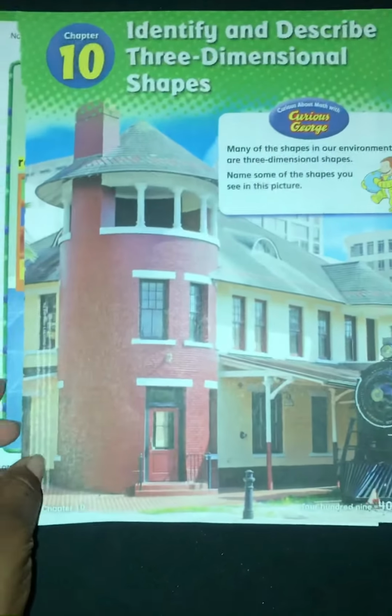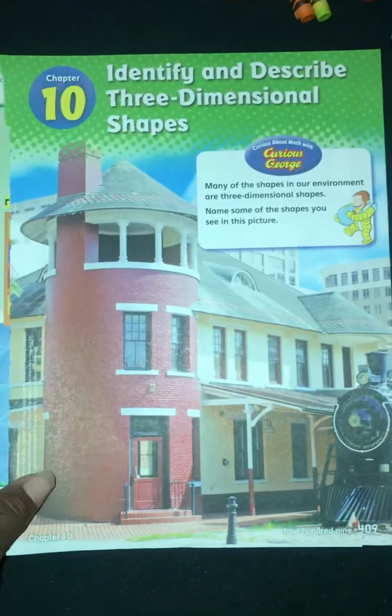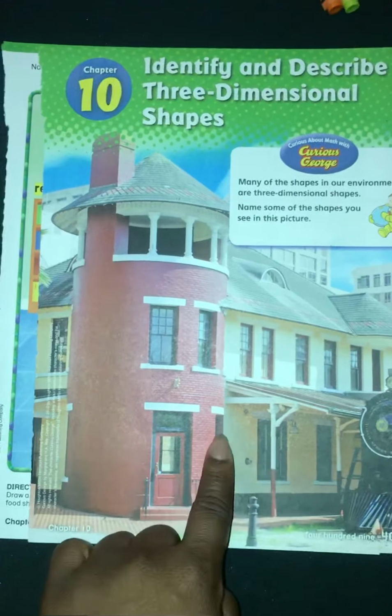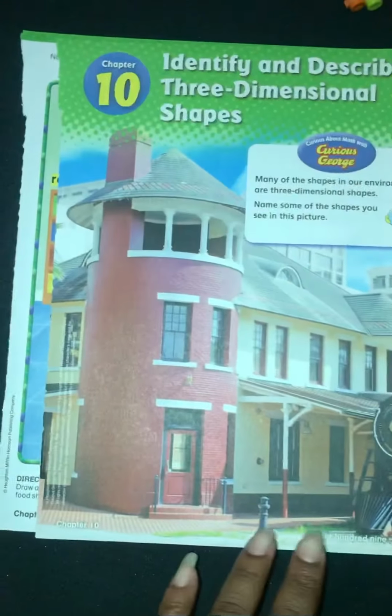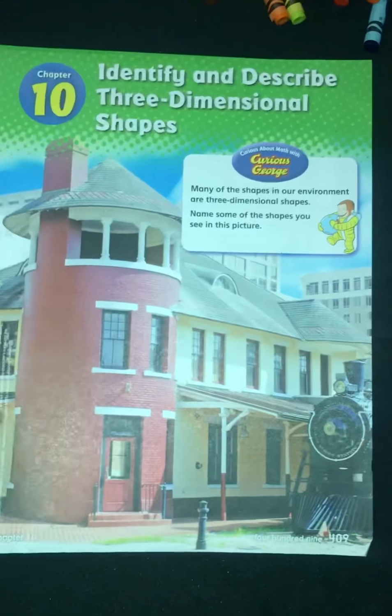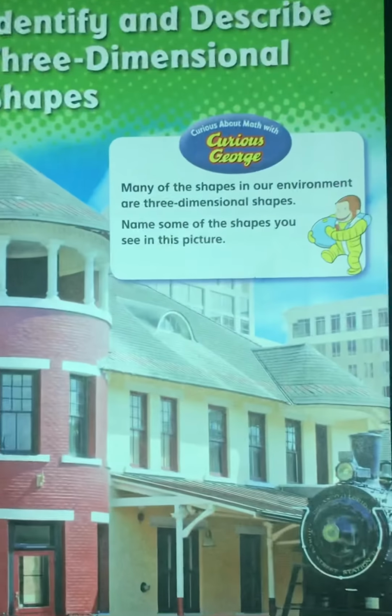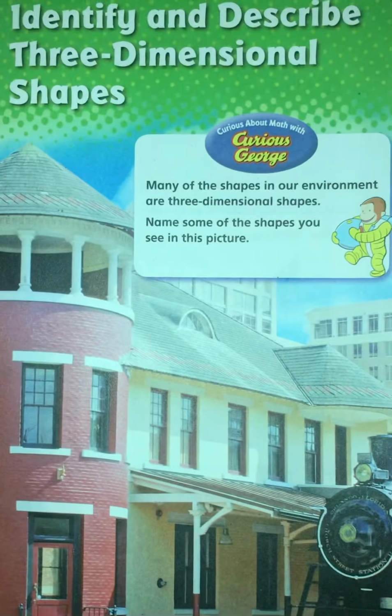Happy Tuesday. Today I'm going to go over our 3 assignments for math for this week. Starting off with the chapter 10 intro. We finished chapter 9 before spring break, and now we are moving on to chapter 10. And it's all about three-dimensional shapes. So on the front cover it says, how many of the shapes in our environment are three-dimensional shapes?